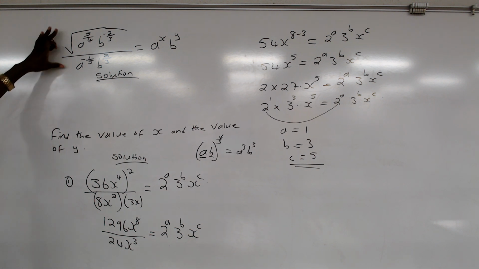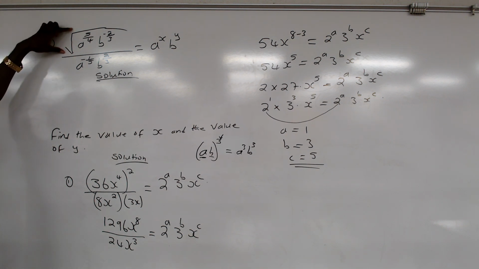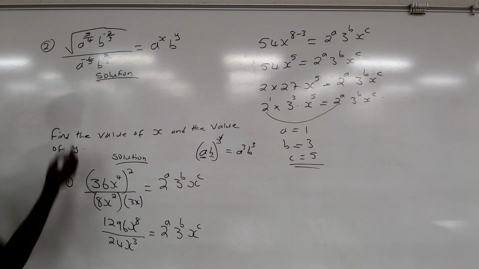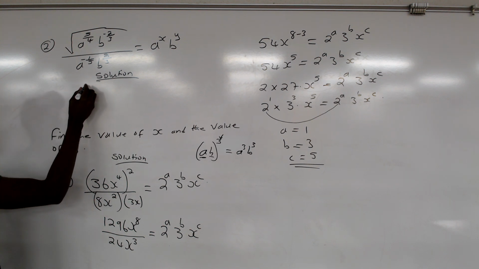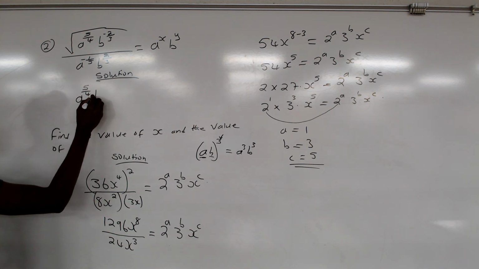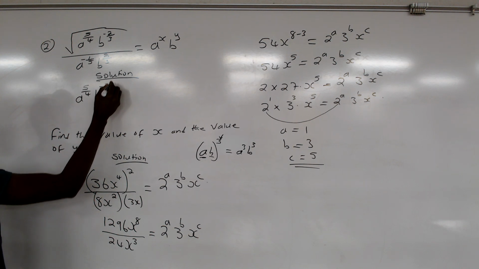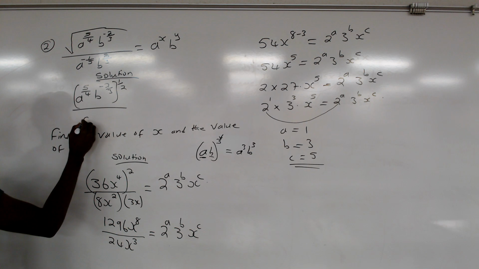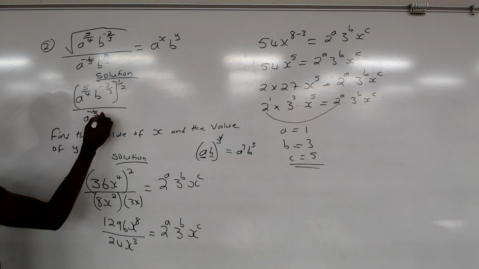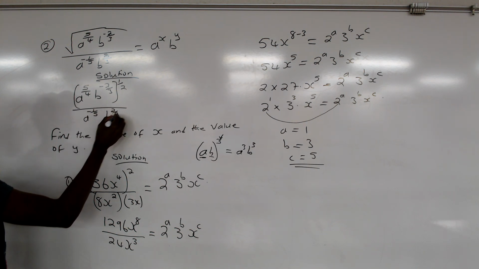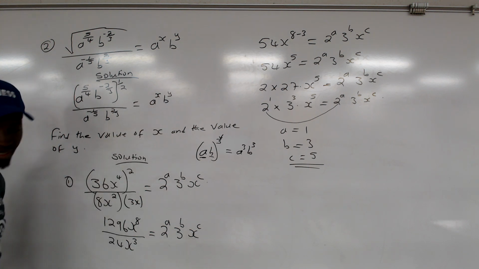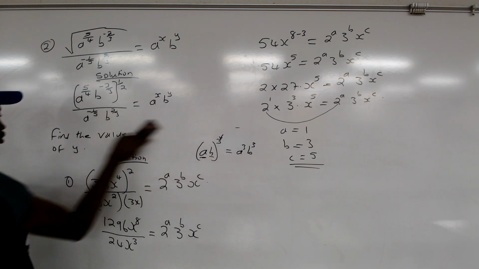In this case, we have to simplify. We first have to remove the square root, because if it is not removed, we will not be able to simplify. The square root is a radical and its value is half. So we maintain this as half, divided by a raised to the power minus 1 over 5 and b raised to the power 2 over 3, equals a raised to the power x and b raised to the power y. This is it.